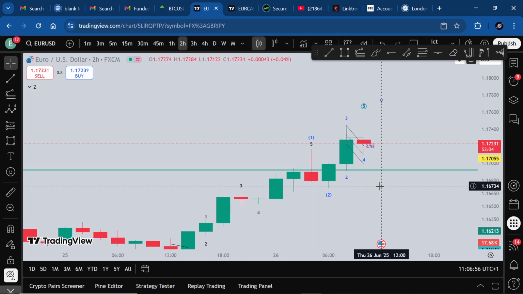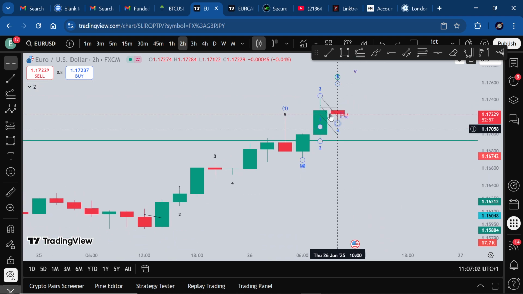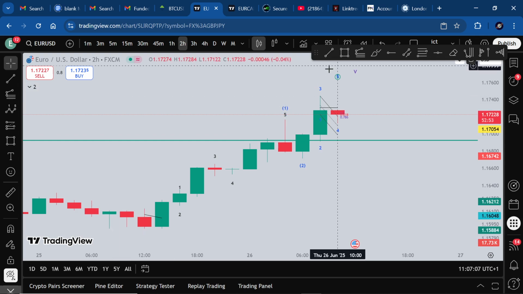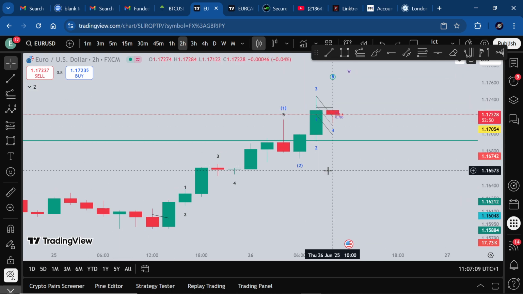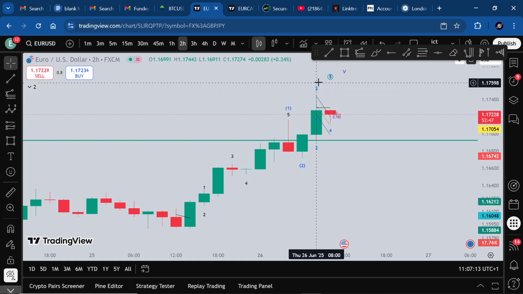I'm going with the count that I have on the screen, by the way. So take it for what I have on the screen. But just to point out the potential of that being a 4. But my count right now is actually this. And we could be getting an ending diagonal here. So this could end up being 1 2 3 4 5.